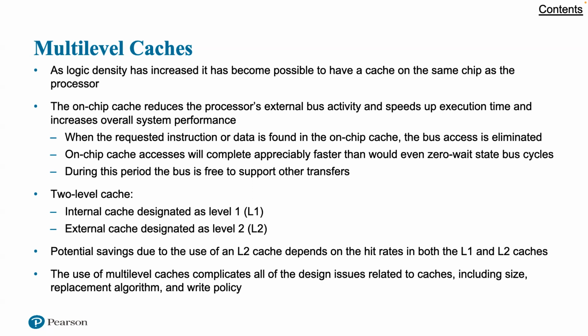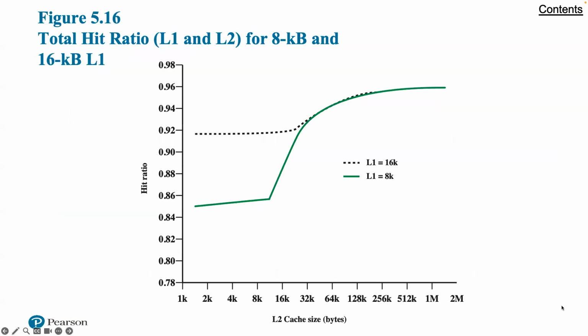The potential savings due to the use of an L2 cache depend on the hit ratio in both the L1 and the L2 caches. Several studies have shown in general that a second-level cache does improve performance. However, the use of a multi-level cache does complicate all of the design issues related to cache, including size, replacement algorithms, and write policy. So those are things to be considered.